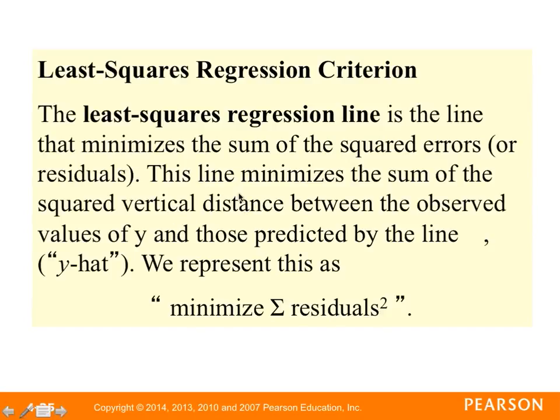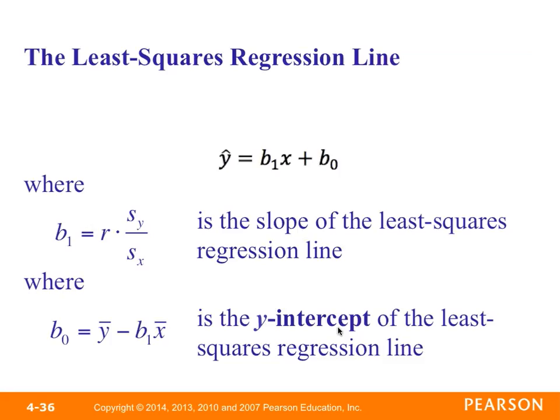So the line that minimizes the sum of the squared vertical distance between the observed values of y and those predicted by the line, which is y hat, is going to be represented as such. We're minimizing the sum of the squared residuals. So we're going to take all of the residuals and square them, and that is going to be minimized by our least squares regression line.